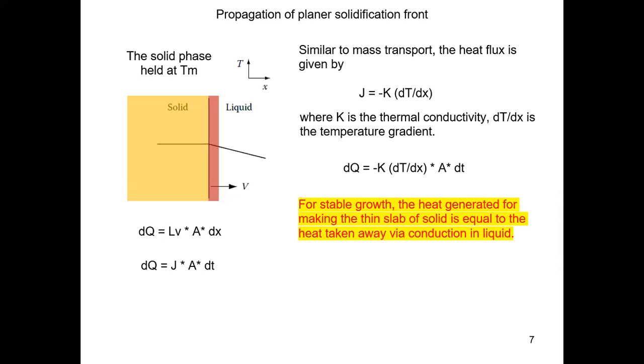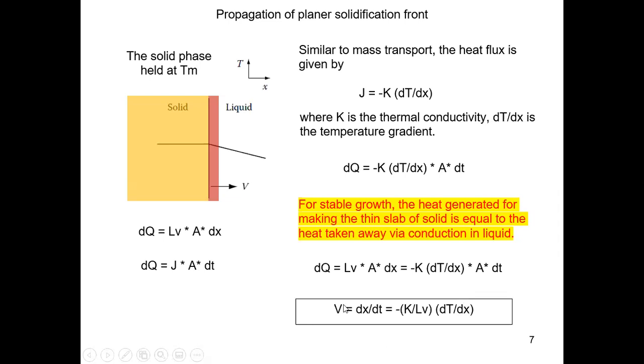For the steady state or stable growth of the planar interface, the heat generated for making the thin slab of solid is just equal to the heat taken away via conduction in the liquid. Based on this condition, we can write down the expression. This is the amount of heat generated by the solidification of the thin slab of solid, and this is the amount of heat taken away by conduction. We write these two equations together, and we can see that the area cancels. Taking dt to the left and LV to the right, we rearrange the terms a little bit, and we have this velocity.